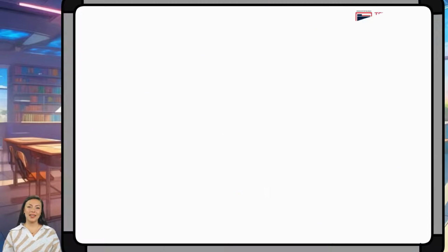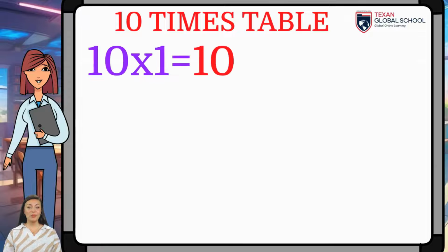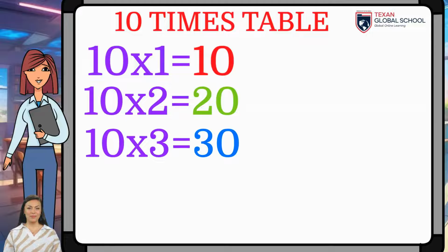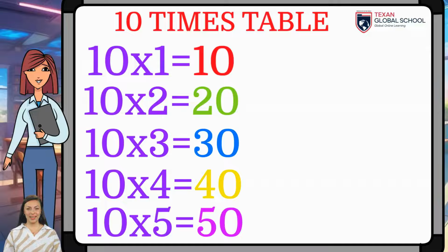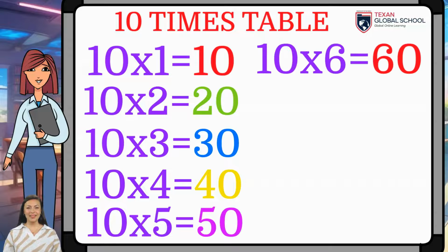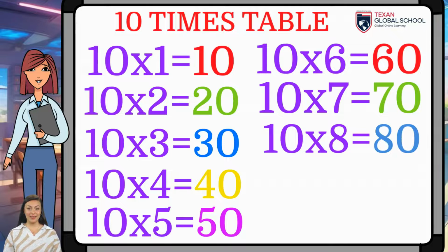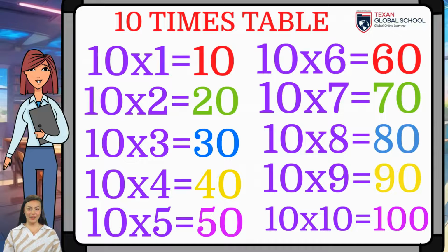In summary, any number multiplied by 10 results in the same value tenfold. 10 times 1 is 10. 10 times 2, 20. 10 times 3, 30. 10 times 4, 40. 10 times 5, 50. 10 times 6, 60. 10 times 7, 70. 10 times 8, 80. 10 times 9, 90. 10 times 10, 100. Observe the pattern in the table of how, to each result, 10 units are added. So, by multiplying any number by 10, just add a 0 at the end.